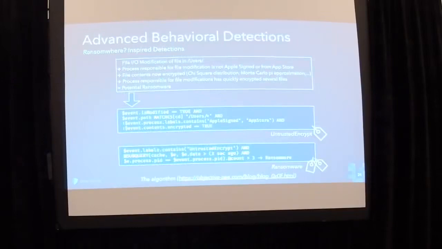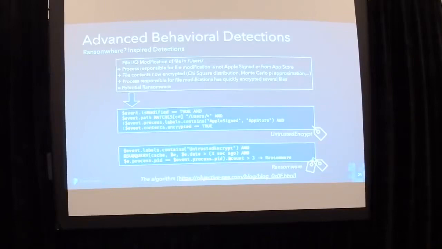Looking at maybe a little bit more of an advanced example here, we'll look at deconstructing ransomware: the ransomware detector algorithm that Patrick put out there on Objective-C. If you want to read more about that analysis and that detection capability, you can do so at his blog linked here at the bottom. But it pretty much boils down to a file IO modification of a file in the user's directory, that the process responsible for the file modification is not Apple signed or from the App Store, that the file contents are now encrypted, and he does some mathematical stuff to determine that, and that the process responsible for that file modification has quickly encrypted several other files.